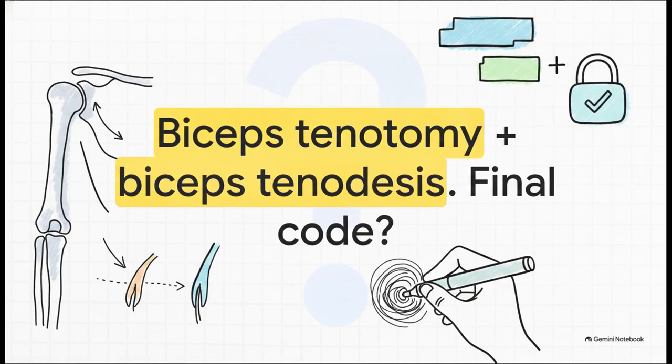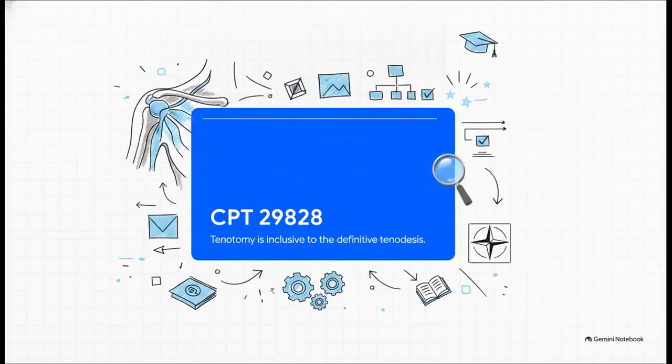All right, here we are, the final question, testing your grasp of inclusive definitive procedures. What CPT code is reported when an arthroscopic biceps tenotomy is performed, along with an arthroscopic biceps tenodesis? Make your final choice. The answer is B, CPT 29282. The initial cutting of the tendon is completely inclusive to the definitive anchoring of the tendon.